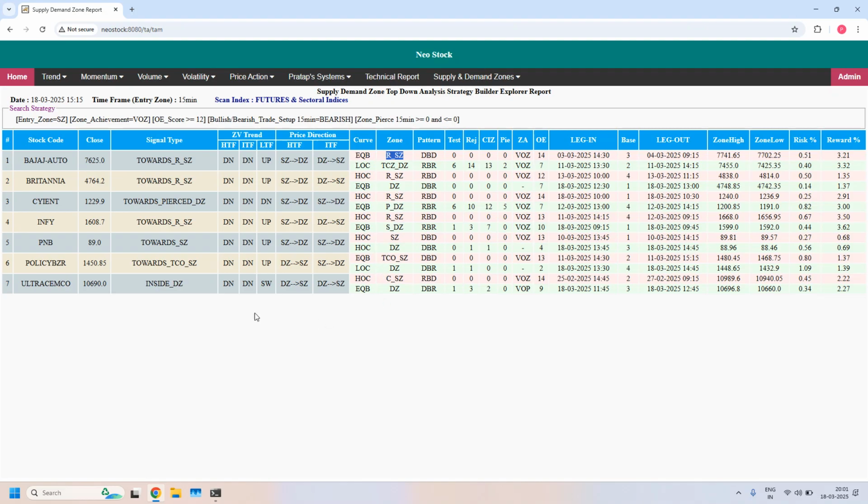Out of these 7 15-minute supply zones, how many are having even more high probability to get success that we can identify based on this zone confluence? If a 15-minute supply zone is overlapped with a 75-minute supply zone, the order flows will be much stronger. So let's verify. Let's filter based on that.